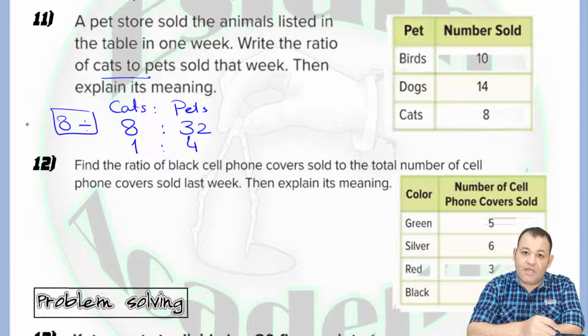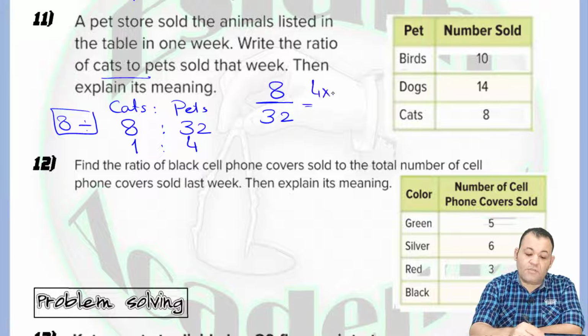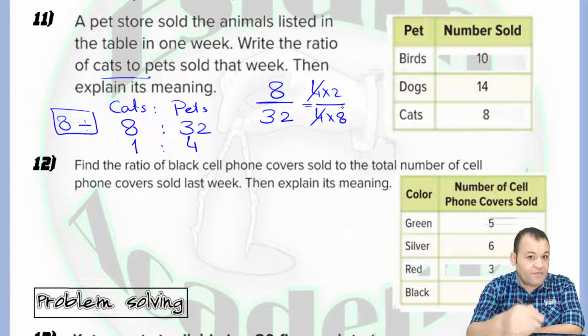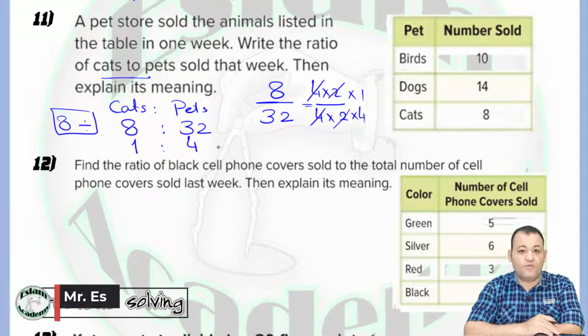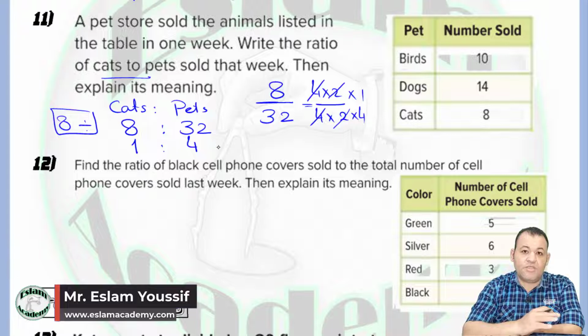If you can't find the highest common factor, you can write it as a fraction. We have 8 over 32. We know that 8 is equal to 4 multiplied by 2, and 32 will be equal to 4 multiplied by 8. You can simplify 4 and 4. Still we have here 2 and 8. We can divide both of them by the same number. We can write 8 as 2 multiplied by 4, and 2 would be equal to 2 times 1, because you would cancel 2 and 2. Still we have 1 and 4. So the ratio in the simplest form will be 1 to 4. And that's how we can find the ratio in the simplest form.